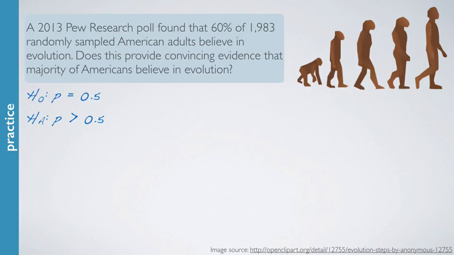Remember, the null hypothesis always has an equal sign in it, versus the alternative could have a greater than, less than, or not equal to sign, depending on the research question that's being posed.